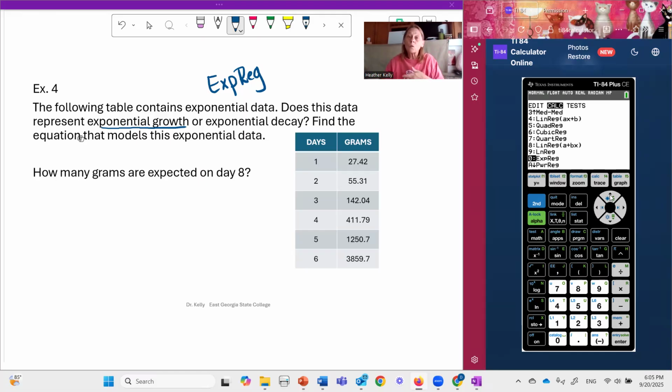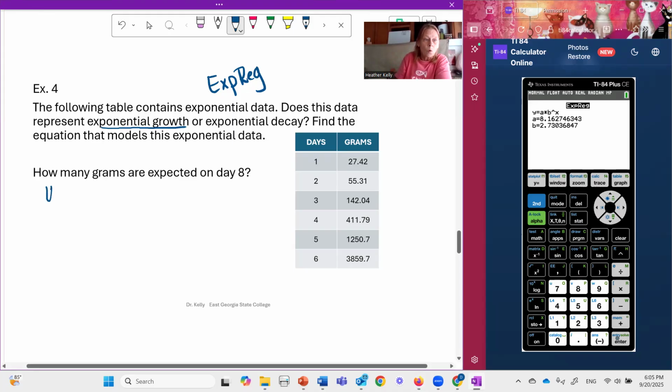So you'll have to scroll all the way down to EXP reg, or if you're a hotkey person, you can just press the 0. So I'm going to hit 0 here. Scroll all the way through, calculate. Now, here's the equation that they give you here.